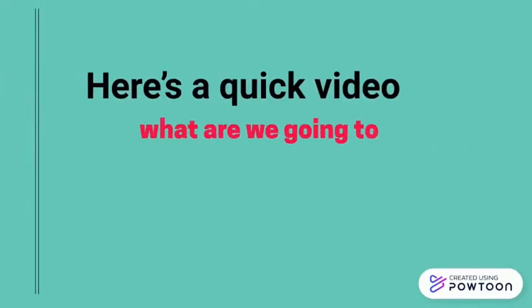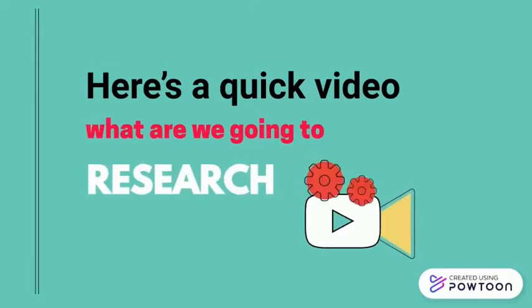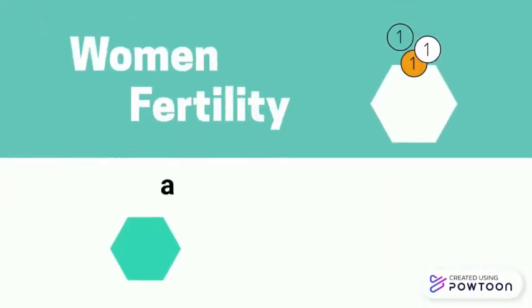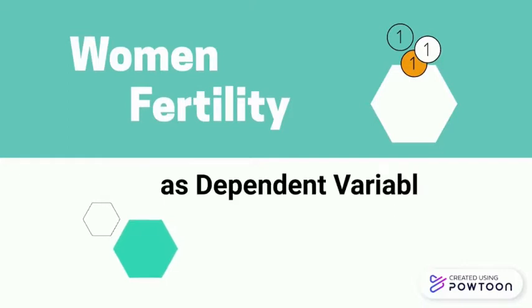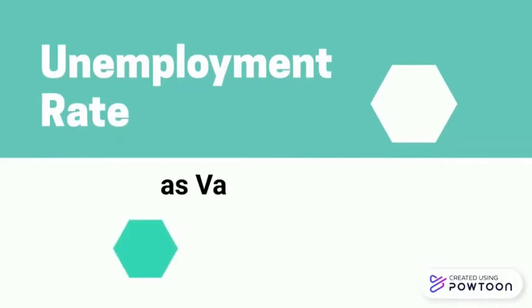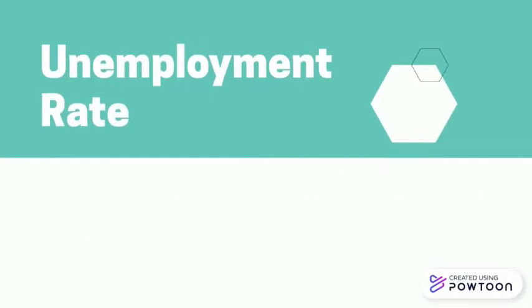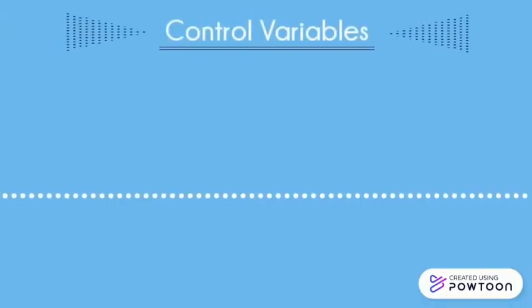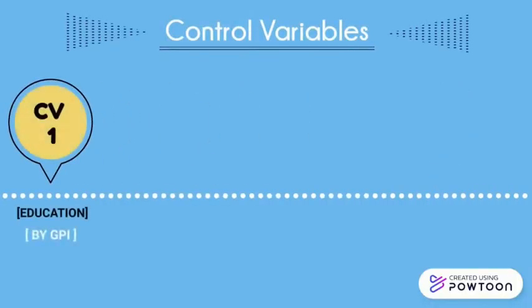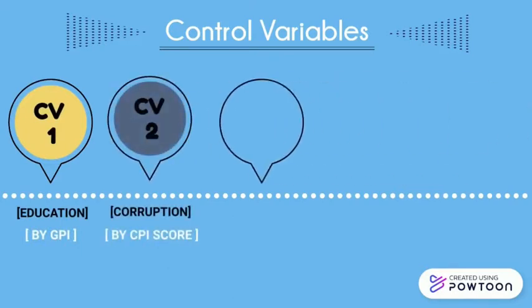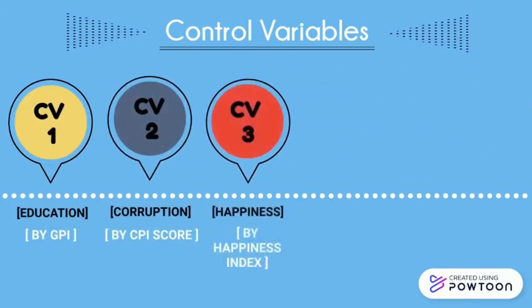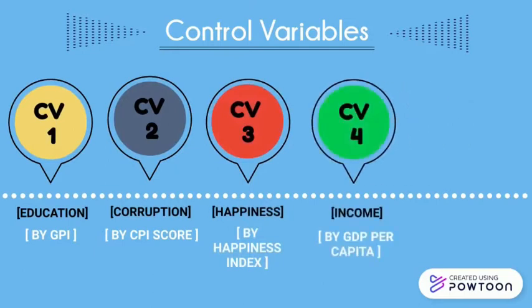Here's a quick video. What are we going to research? So here we have women fertility as dependent variable, unemployment rate as variable of interest, and 5 control variables, which are education by GPI, corruption by CPI score, happiness by happiness index, income by GDP per capita, and life expectancy.